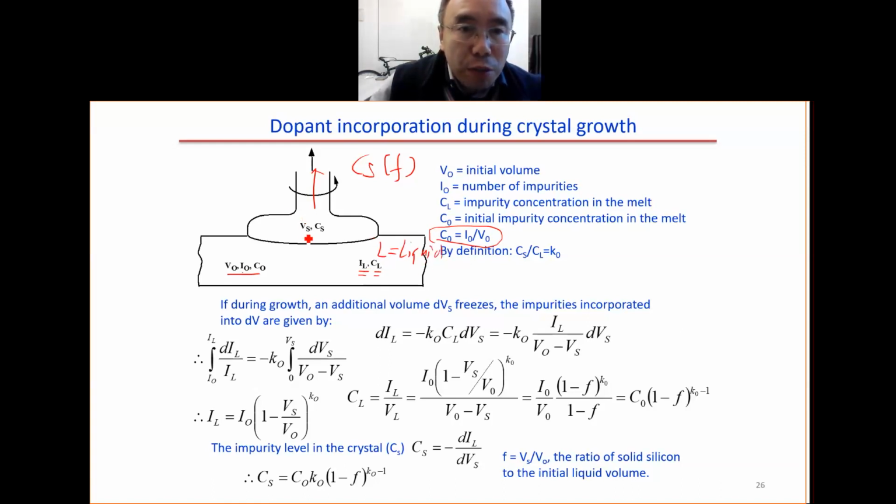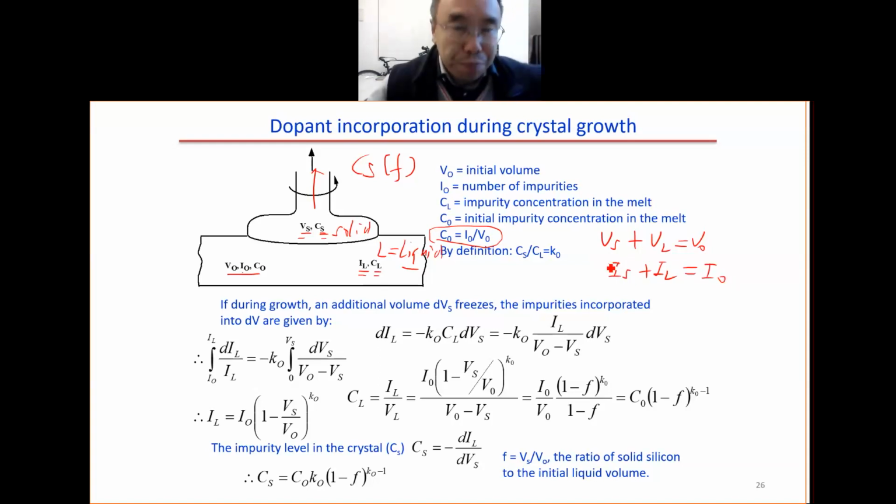So in the solid, we have the volume Vs, concentration Cs. S here means solid. So obviously Vs plus VL is equal to V, the total volume. And similarly, I_s plus I_L is equal to the total. So obviously we have this kind of relationship.